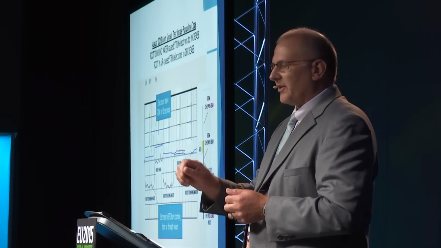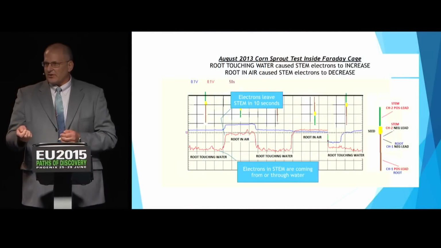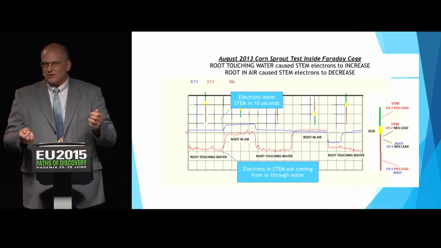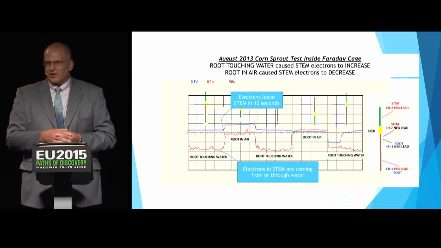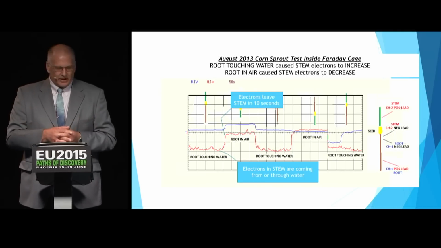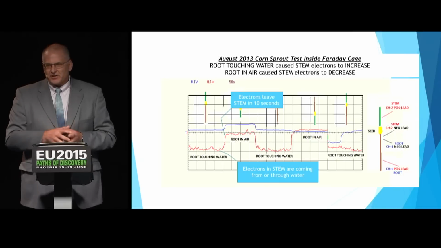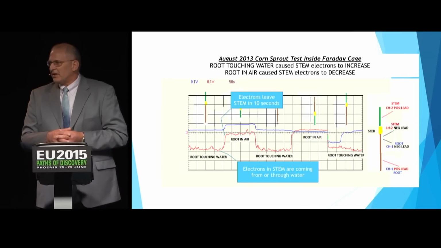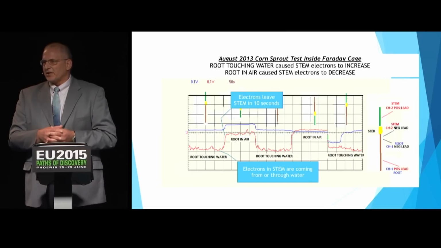And then when I rotated the root into the air, it took about 10 seconds for the electrons to leave the stem. I don't know where they were going. There's wires hooked to this thing, so it's not natural. It could have been bleeding back through the oscilloscope, which is only about 1 megaohm of resistance or impedance, or they could just have been leaving the plant. The significance of this diagram is it shows that the electrons are coming from outside the plant. They're coming from or through the water to the root and moving up to the stem.